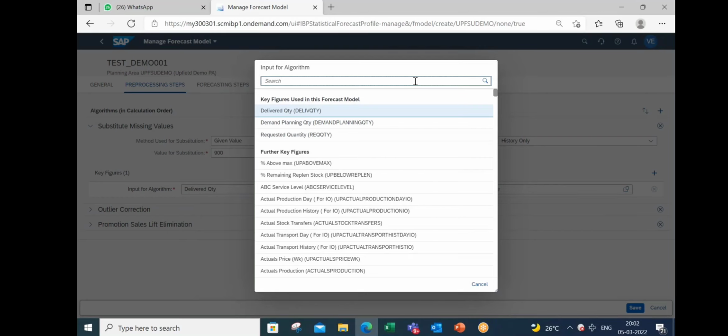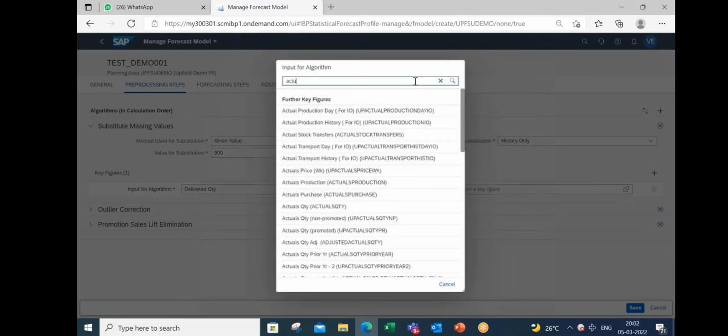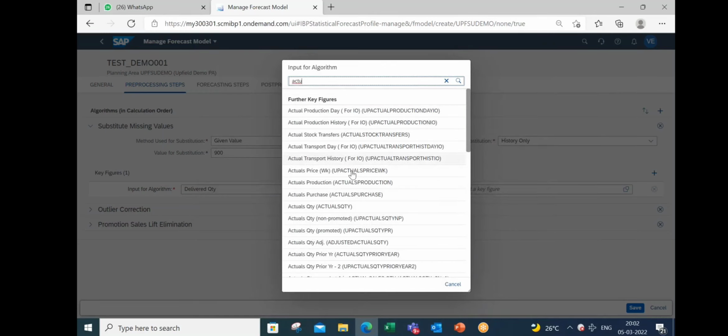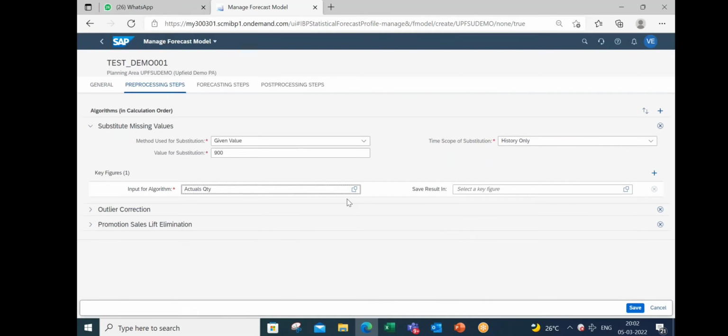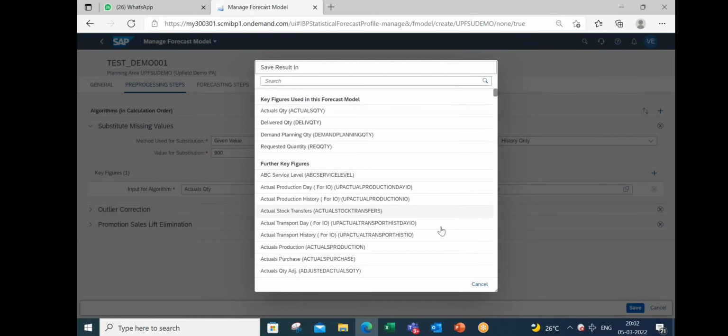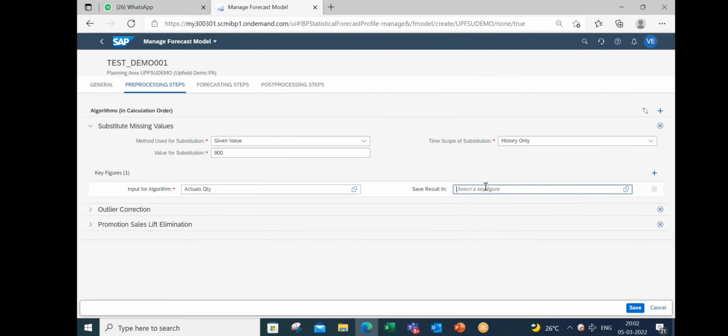So I will type here: actuals quantity key figure. Okay. Yes, see, it is asking "save result in". So if your company has a substitute missing value key figure, then you can tell the system to save the result in that substitute missing value key figure. Otherwise, you can just leave this blank. Okay.